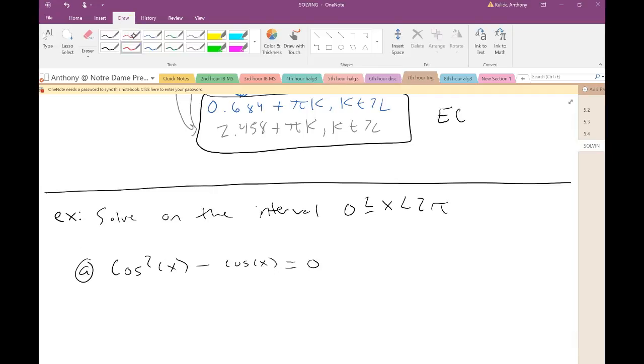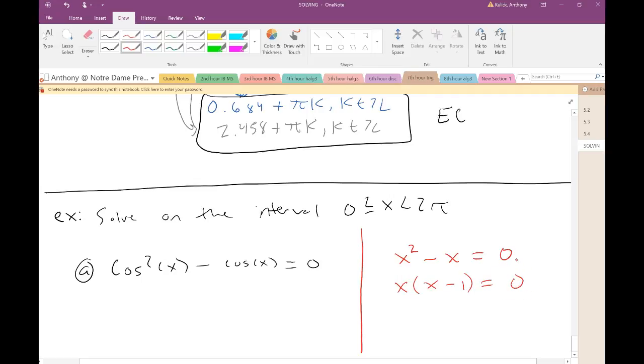So here you notice we have more than one kind of trig function. Does everybody see this? We have a cosine and a cosine squared. What I want you to think about when we see a problem like this is the quadratic equation x squared minus x. If we were trying to solve x squared minus x, how would you solve this? You'd factor off an x and write it as x times x minus 1, right?